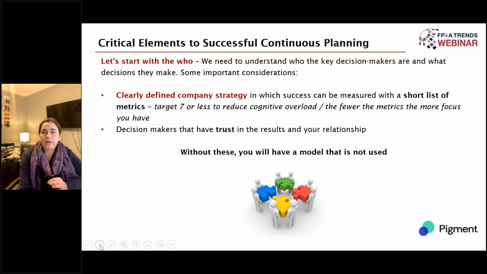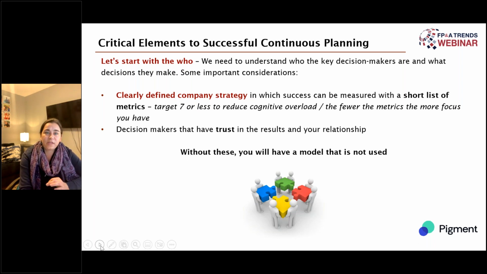So for each element of your company strategy, there should be a person in your organization who is responsible for executing upon it, and they will have decisions that they have to make along the way. So a continuous planning process should develop outcomes that line up to the decisions that they're going to make to ensure that the results of the model are used and that they're actually driving action.